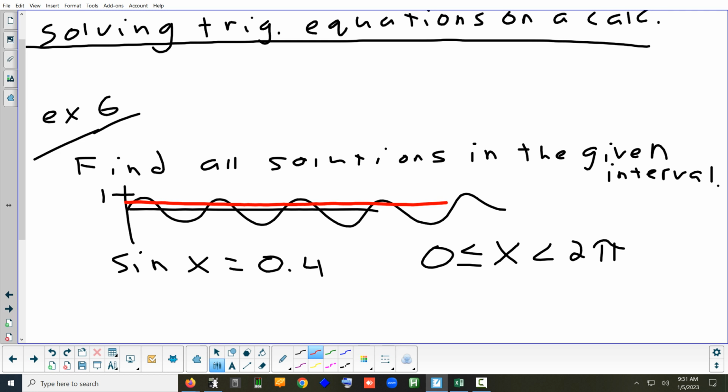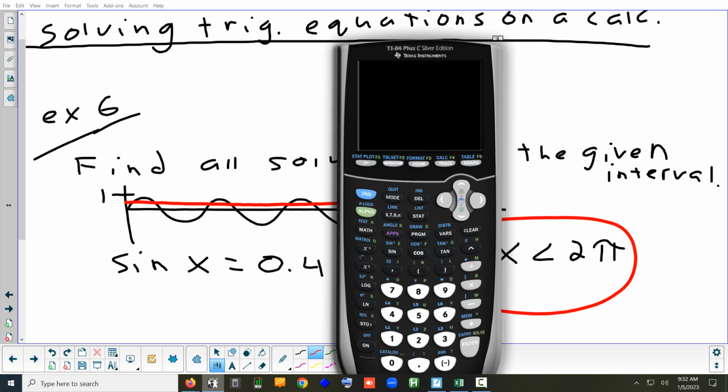Think about how many times the wave and that line are going to cross. If we graph it, how many times are the wave and the line going to cross each other? Infinitely many. But they're not asking for infinitely many answers. They are specifically asking for all the answers that are between 0 and 2 pi. So we're going to set our window so that's all we're going to look at, and we'll find every intersection we need to between 0 and 2 pi. All right, so let's graph it.